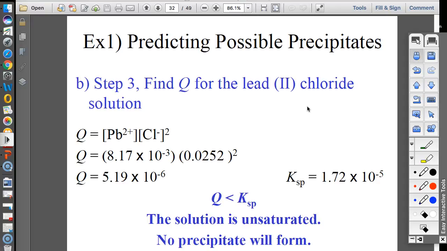It's not a reaction. Do you know what I'm saying? As far as we're going to keep adding it. So it's better to say it's unsaturated, not as we reach equilibrium, because we're not adding more of it. So no precipitate will form because the solution is unsaturated, and that is because Q is less than K.